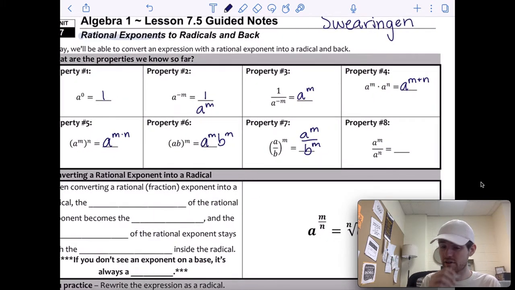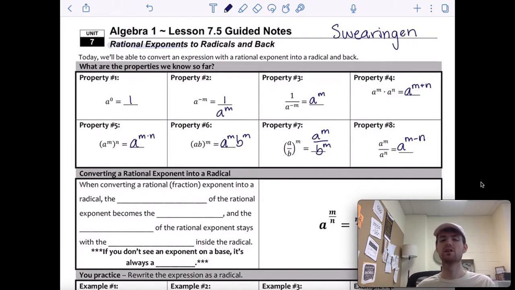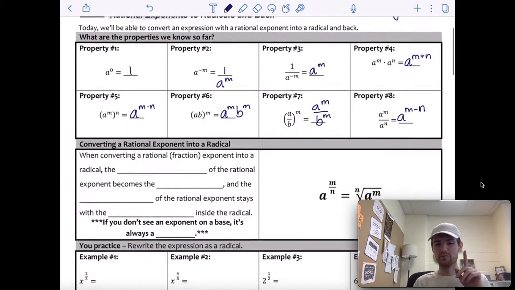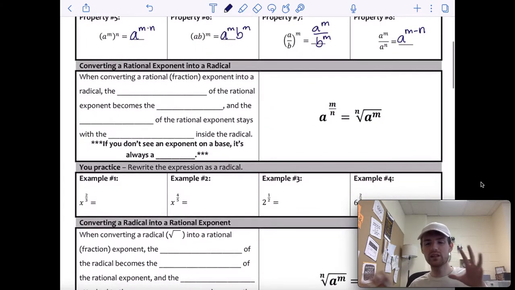And then this last property that we learned last class is that if we have the same base in the top and bottom of a fraction, we can subtract the 2 exponents to figure out where it will end up going. That's our review. Once again, we do want to have that locked in our brains for today. The first thing we want to do as we get into today's notes is look at this.